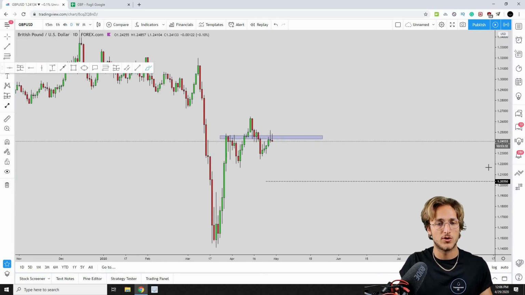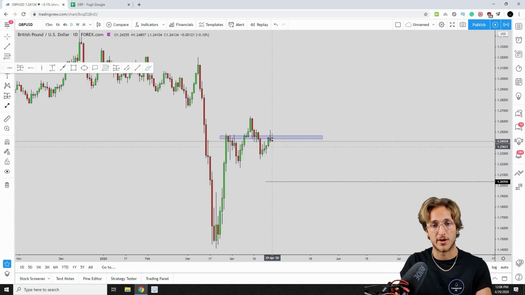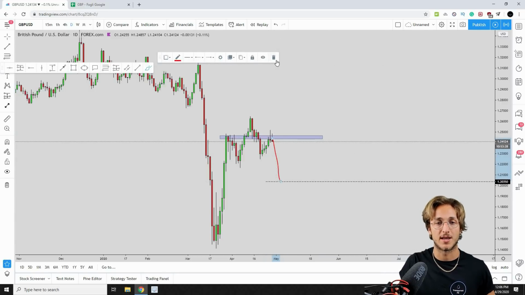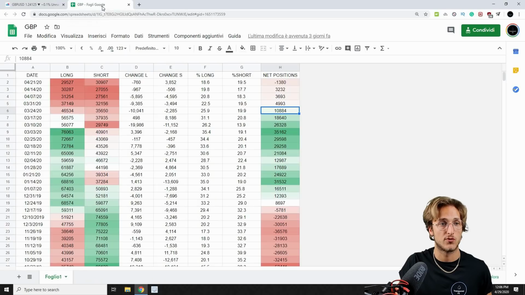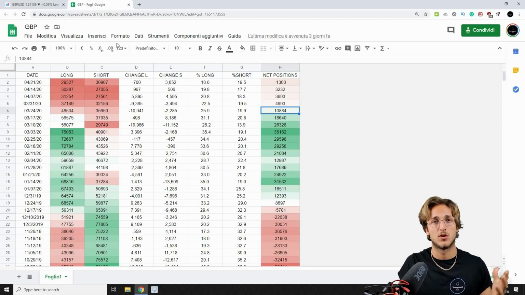And on the daily, we already know which pattern we have. We already spoke about it. From here, we want to see the market make a move to the downside. So let's go and see what the situation is from a COT perspective, what hedge funds are doing at the moment on the pound.